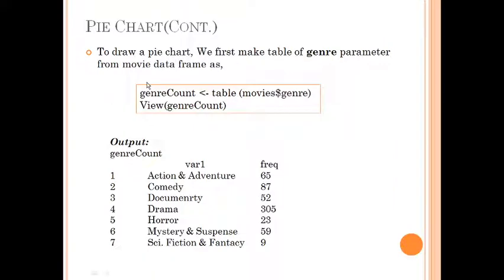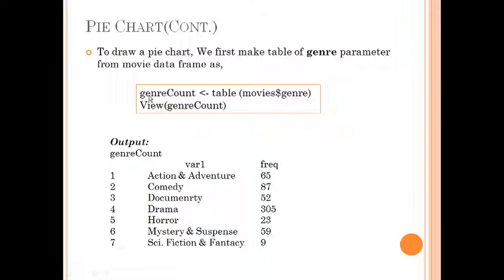Let us have a look at how to create a pie chart. But before that, we are using the genre parameter from the movie data frame that we had created some time ago. Now, the genre parameter cannot be used directly; we have to convert it into a table first. We'll see why we are doing this.